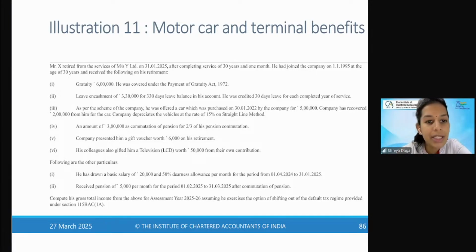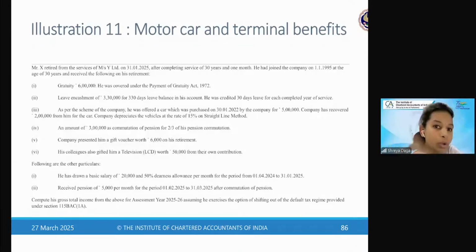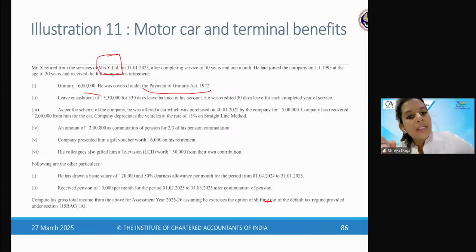He received gratuity 6 lakhs. He was covered under POGA. If he was covered under POGA, and obviously Y Limited doesn't look like a government employee, and below he is shifting out of default regime, anyway both regimes have the same treatment for gratuity. And if he was covered under POGA, then basic plus DA should be the definition that we need to use, and we will calculate the amount of exempt gratuity. We'll do that separately by way of a note.